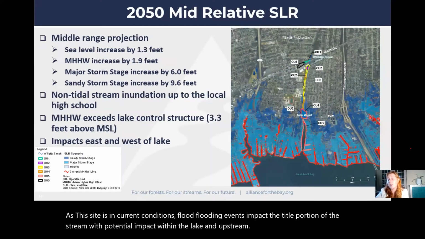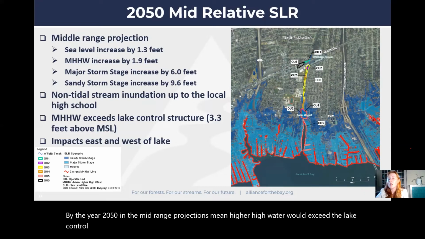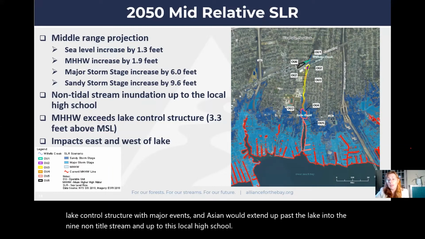By the year 2050, in the mid-range projections, mean higher high water would exceed the lake control structure. With major events, inundation would extend up past the lake into the non-tidal stream and up to this local high school. These impacts would extend both east and west of the lake.